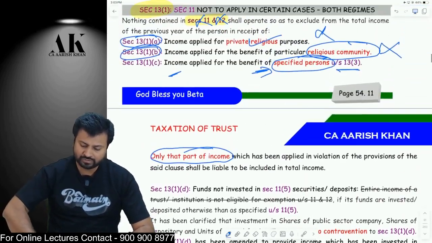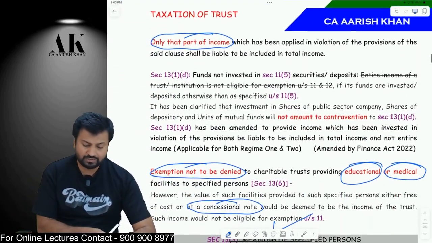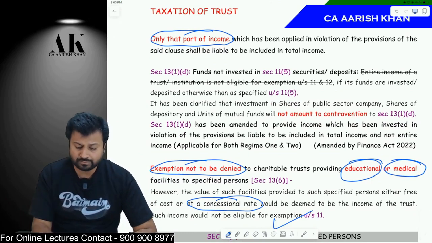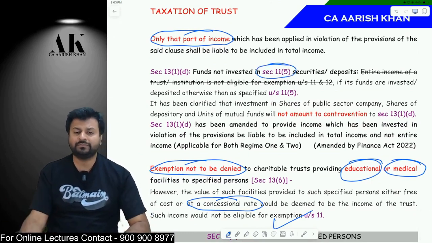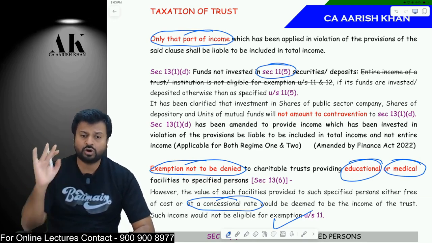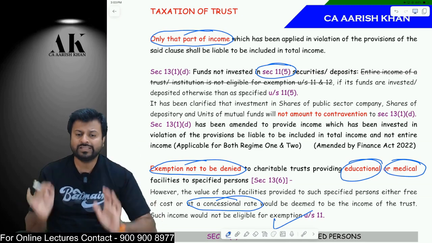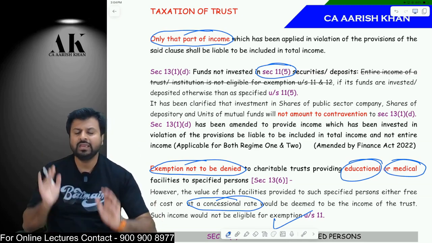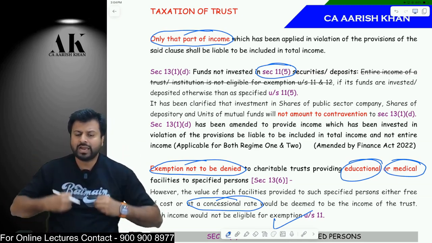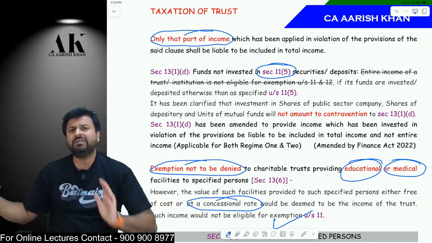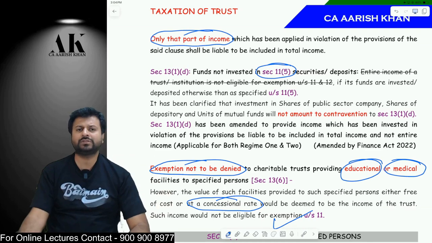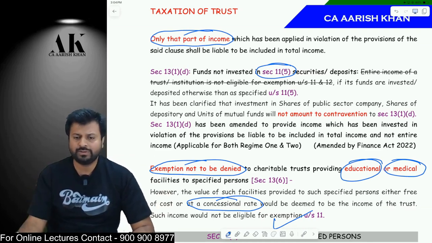Okay. Now listen carefully. And one last point over here is very, very important again. If you invest in a mode other than the mode specified in 11.5, then also you will lose the exemption under section 11 and 12. Again, will you lose the entire exemption? No. You will only lose the exemption to the extent you invest. Suppose if your income is 100 crore and if you are investing 1 crore in other than 11.5 mode, only 1 crore will not be subject to exemption. Remaining 99 crore will be subject to exemption.